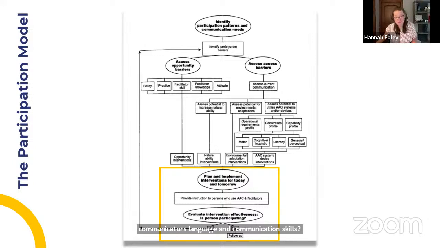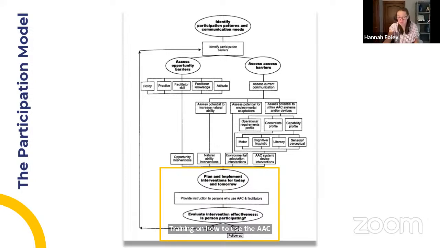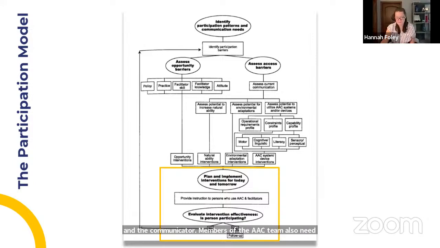Training on how to use the AAC tool must also be provided to members of the AAC team and the communicator. Members of the AAC team also need to be trained on implementation strategies and how to effectively use them with the communicator. With the use of the dynamic AAC Goals Grade 3, the communicator's use of AAC should be continually monitored to ensure that the AAC tool is still allowing the communicator to actively participate in and engage with their environment. If not, follow-up and investigation must occur in order to ensure the communicator's active participation in all areas of life.